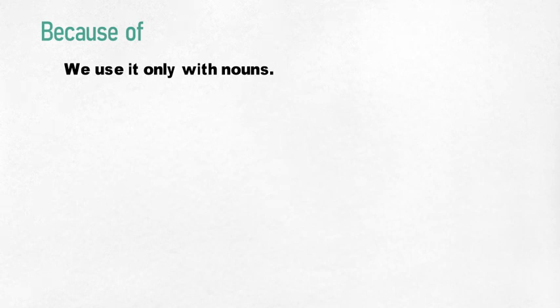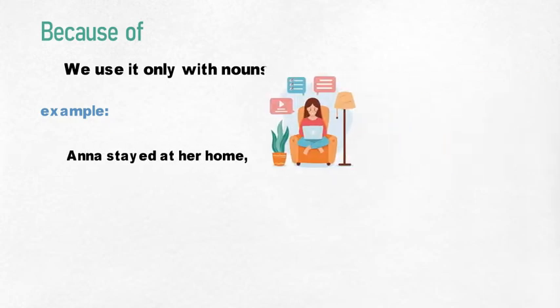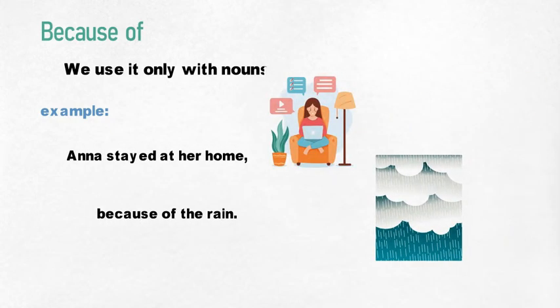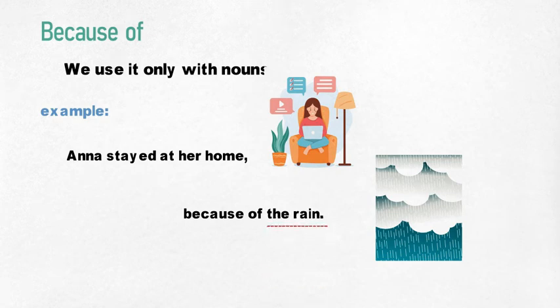Second, with because of, I use it only with nouns. For example, we're going to have the same one. So, Anna stayed at her home because of the rain. And the rain here is the noun.